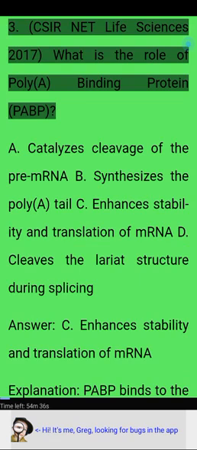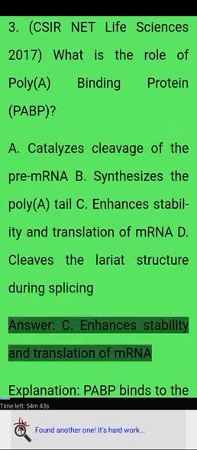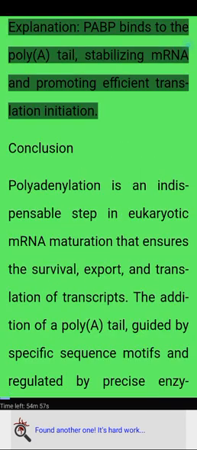3. CSIR NET Life Sciences 2017. What is the role of poly A binding protein, PABP? A. catalyzes cleavage of the pre-mRNA. B. synthesizes the poly A tail. C. enhances stability and translation of mRNA. D. cleaves the lariat structure during splicing. Answer: C, enhances stability and translation of mRNA. Explanation: PABP binds to the poly A tail, stabilizing mRNA and promoting efficient translation initiation.